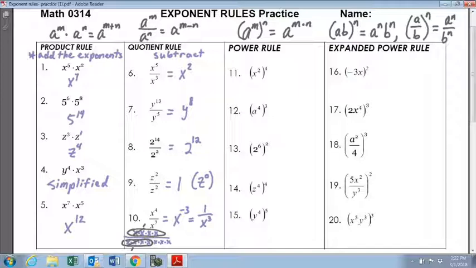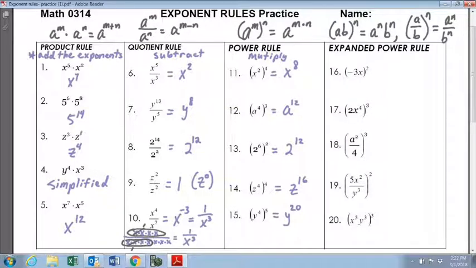All right, when we get to the next column there, we're dealing with the power rule. So here we're just going to multiply, let me finish this up. So we're going to multiply our exponents. So we're going to get x to the 8th for the first one, a to the 12th on the second one, z to the 12th on number 13, z to the 16th, and 15 is going to be y to the 20th. We're just multiplying our exponents on each of those.